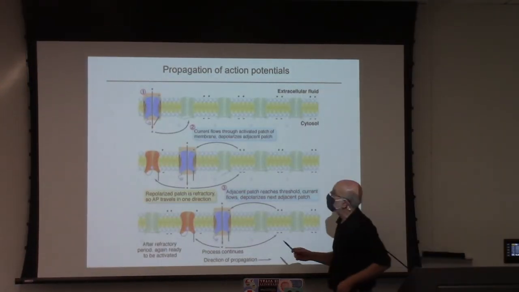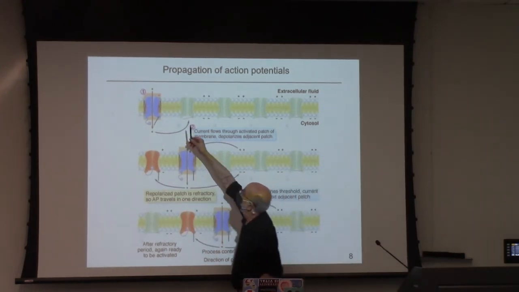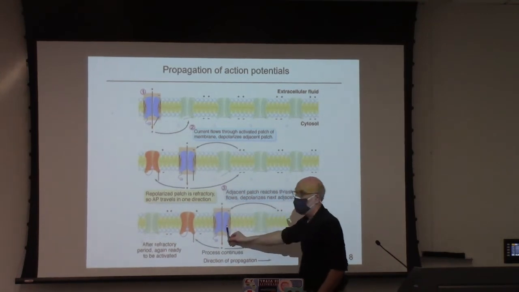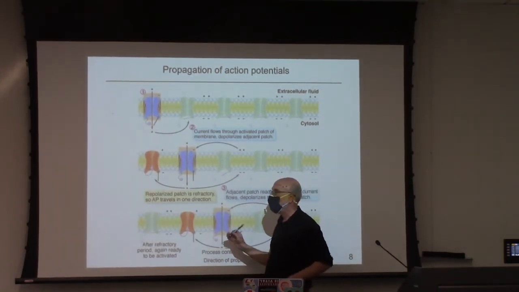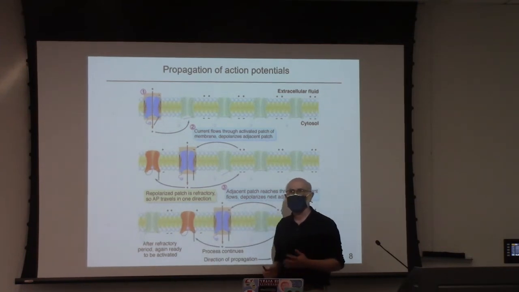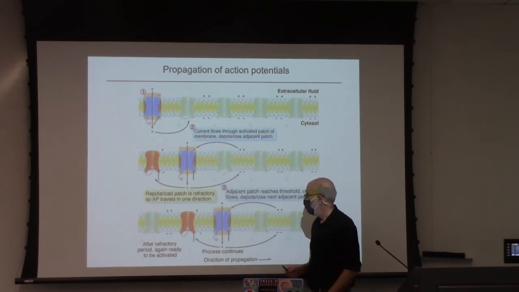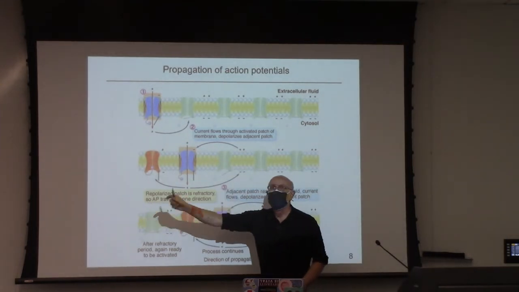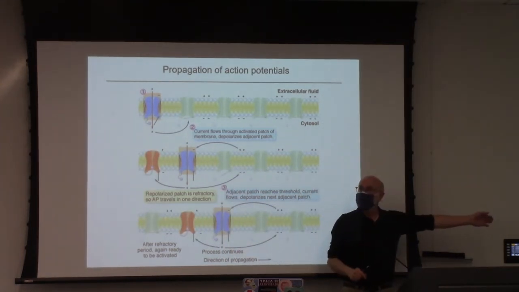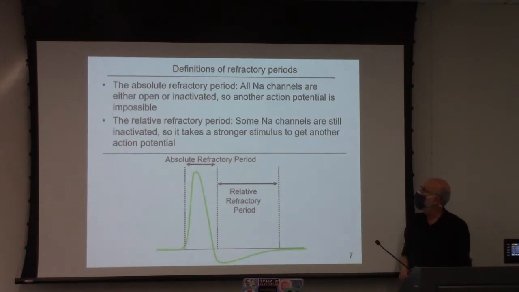So action potentials have spread from here to here to here, and they do not spread backwards because the channels behind the action potential are in the refractory period. And so action potentials typically propagate in one direction, from axon hillock to synaptic terminal. But I could ask you a trick question.